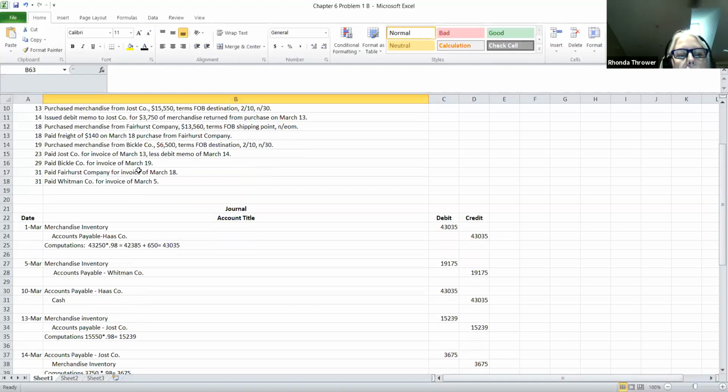And what we're going to do is we're going to take that $15,550 and multiply that by 98% to get the net amount that we are going to record for this purchase of merchandise inventory. So 15,550 times 98% gives you 15,239 that we would debit to merchandise inventory because our assets are increasing, and we will credit to accounts payable because our liabilities are increasing.